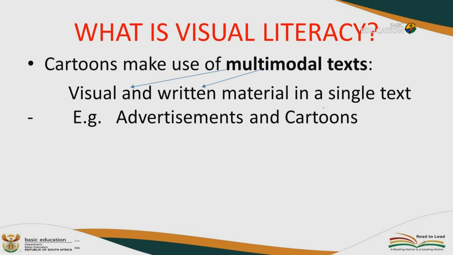What are multimodal texts? Multimodal texts are different from written texts. They do not only have print, they also have visual material. So we get the visual and the written material together to form one text. And because it encompasses two different texts, we call them multimodal.